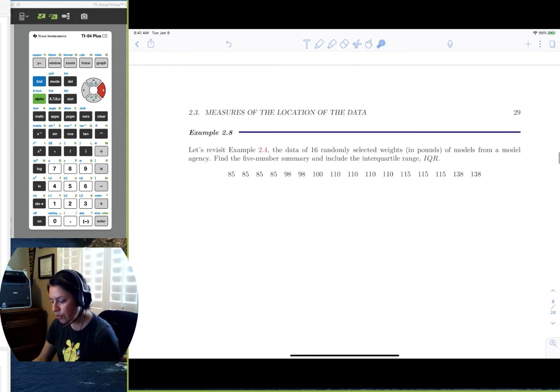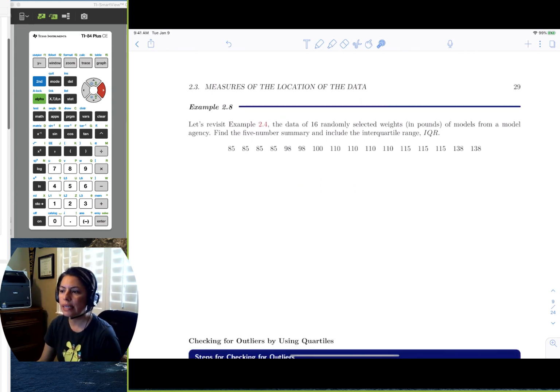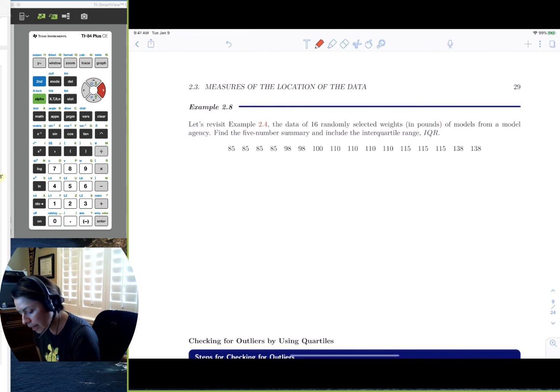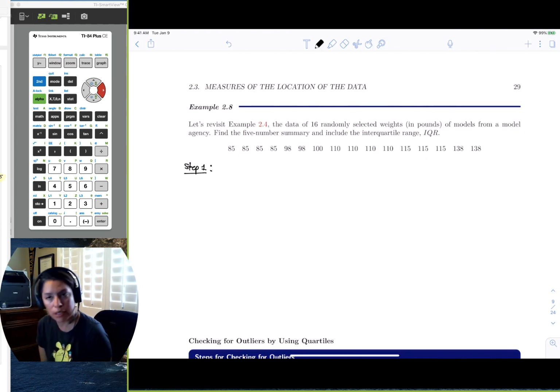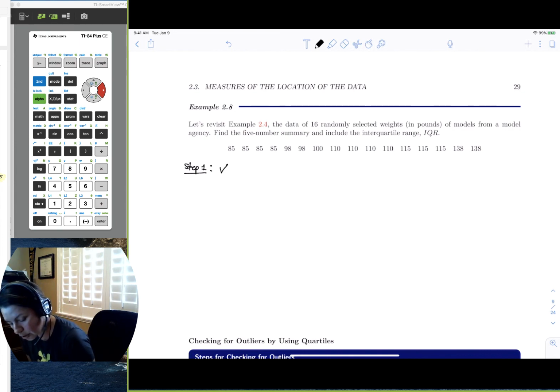Okay, so I do have some data here. It is the data of the weights of models written out. And if we go ahead and write the data smallest to largest, we'll be able to identify the quartiles. So we did write it from smallest to largest. That's already done for us.